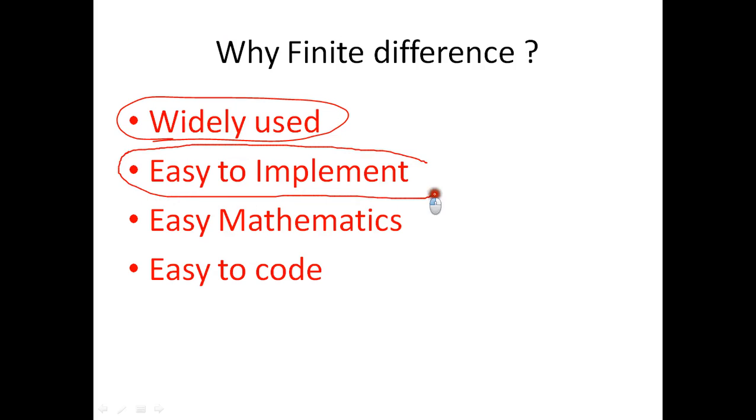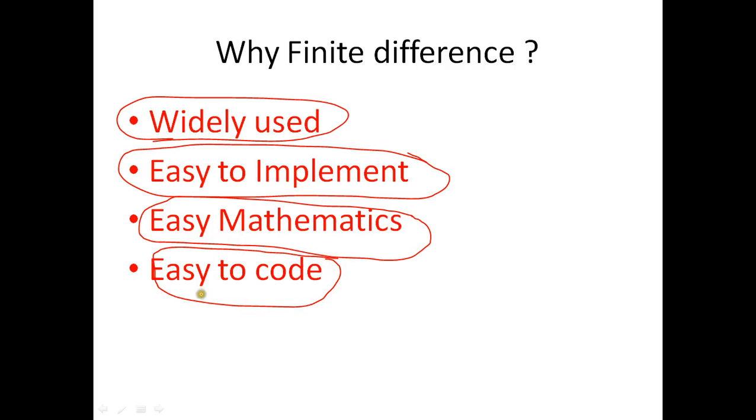It is very easy to implement, the mathematics is easy to understand, and there are no complex mathematical complexities here. Hence, as it is easy to implement and has easy mathematical involvement, it is easy to code, and we can write code very easily in MATLAB. So it is very important. That's why we use the finite difference method. Even now, in various scientific fields, scientists feel comfortable with this finite difference method.